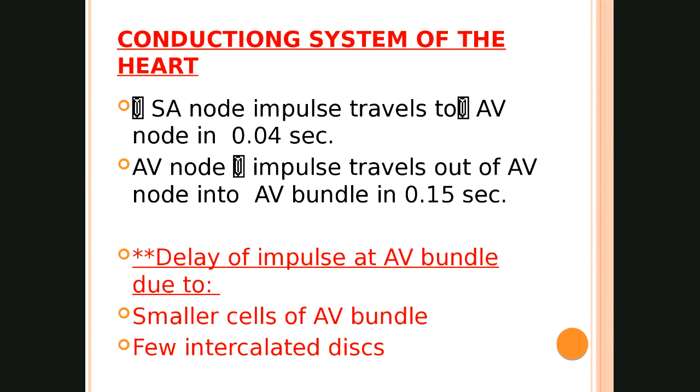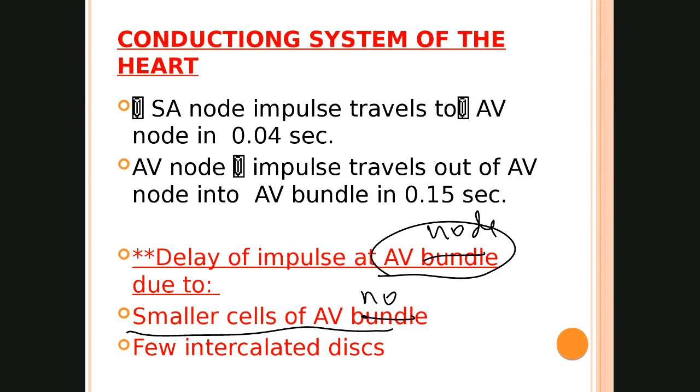One more time, the reason why the signal is delayed at the AV node is due to the smaller cells at the AV node. That's a mistake right there. Hopefully I have corrected it in the new PowerPoint. And because the AV node has fewer intercalated discs. I'm going to check on these, but I do think I corrected this mistake on the PowerPoints that are posted on eCampus. So you should know the reasons for the delay.